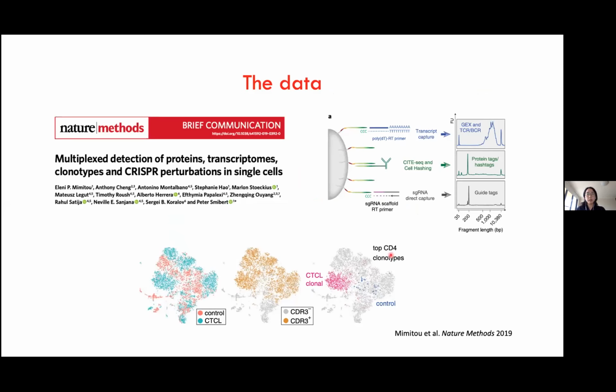So the data set that we use in the package and also in our manuscript is one of the first CITE-seq data sets out there, which is from this paper. What they have is PBMC data for CITE-seq. And in the paper, they have other combinations of CITE-seq data as well. And in our paper, we use specifically the control samples.